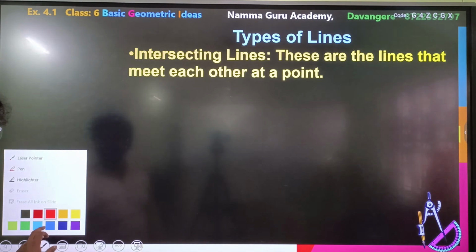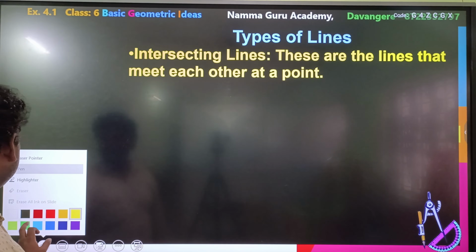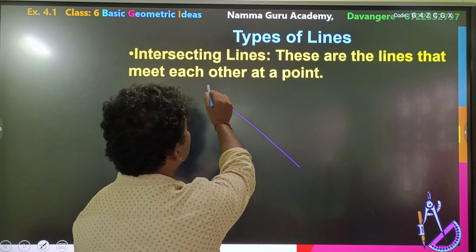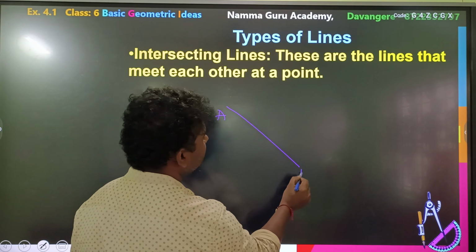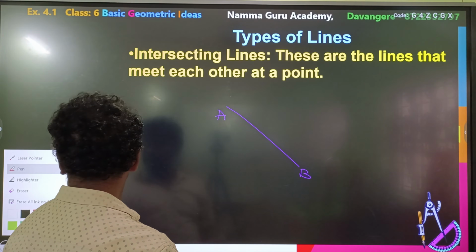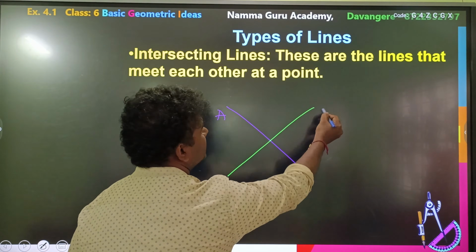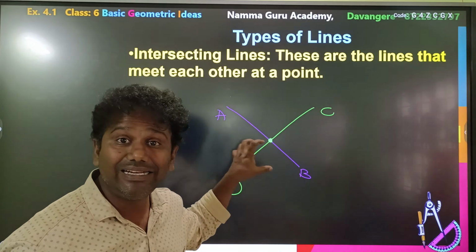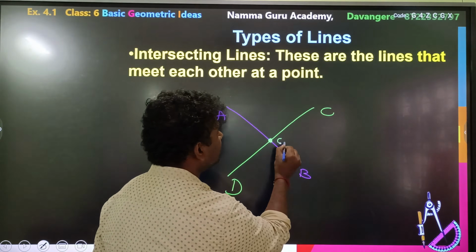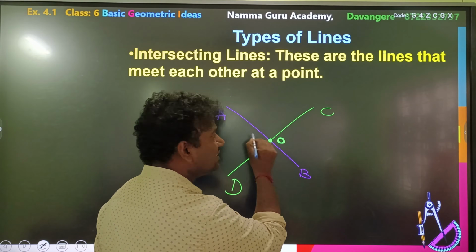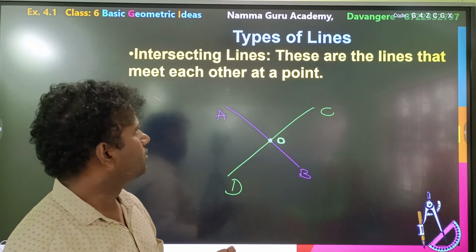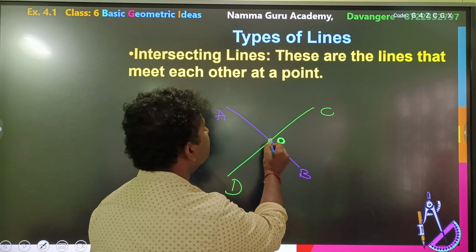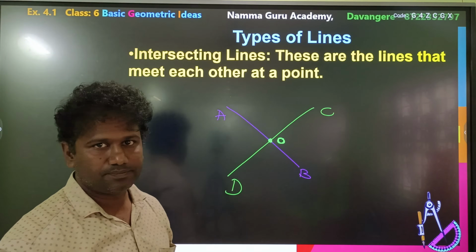First one is intersecting lines. What do you mean by intersecting lines? Intersecting lines are those lines which meet each other at a point. If you consider AB, one line, and another line, CD. These meet at a point. So these are called intersecting lines. And then if you mark it as O, this O is the point of intersection. Have you understood? Now, I think you have understood intersecting lines. Intersecting lines means the lines which meet or cut at a point.